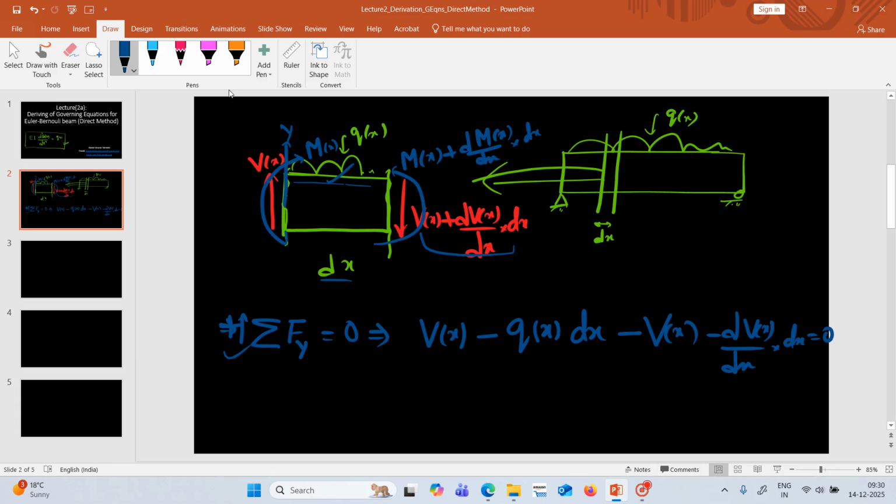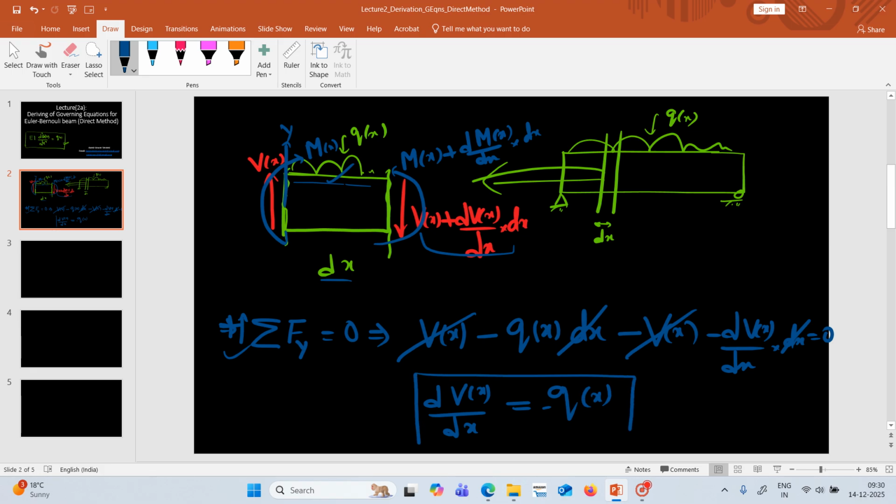Now this plus V(x) and this minus V(x) get cancelled, and then what is remaining? If we take it to the right side, we can write dV(x)/dx multiplied by dx. This dx and this dx, let us simplify. On the right side it would be minus q of x. So this is what we are getting: dV(x)/dx equals minus q(x).